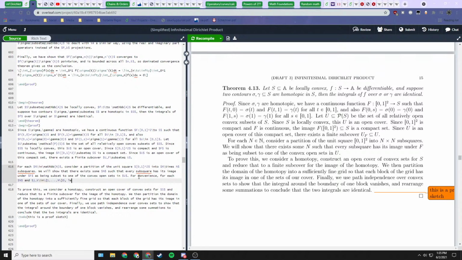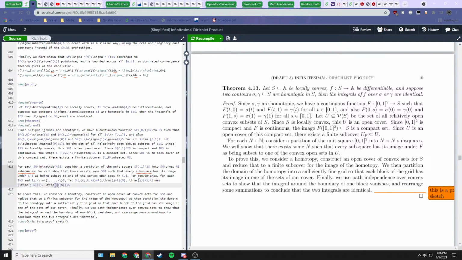Let h sub jk capital N be equal to the image of F over the set of j minus 1 to j times k minus 1 to k. Okay, let's see how that looks on paper.